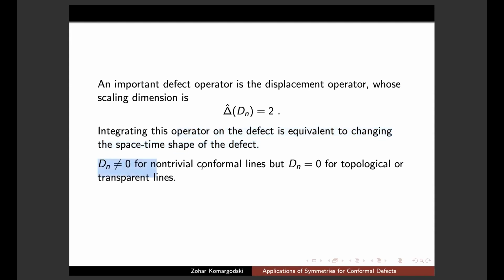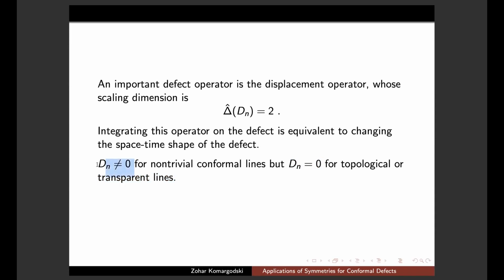One piece of terminology that is equivalent to what I already said is that if a line operator has a non-vanishing displacement operator, then it's a conformal line operator, most likely in the infrared. Well, let me just rephrase it. If the displacement operator is non-vanishing in the infrared, then we say it's a non-trivial conformal line operator. But topological line operators obviously have no displacement operator, like line operators in Chern-Simons theory. And obviously also completely transparent lines don't have a displacement operator, it just vanishes because the system doesn't care where you put it, if it's topological or if it's completely transparent.